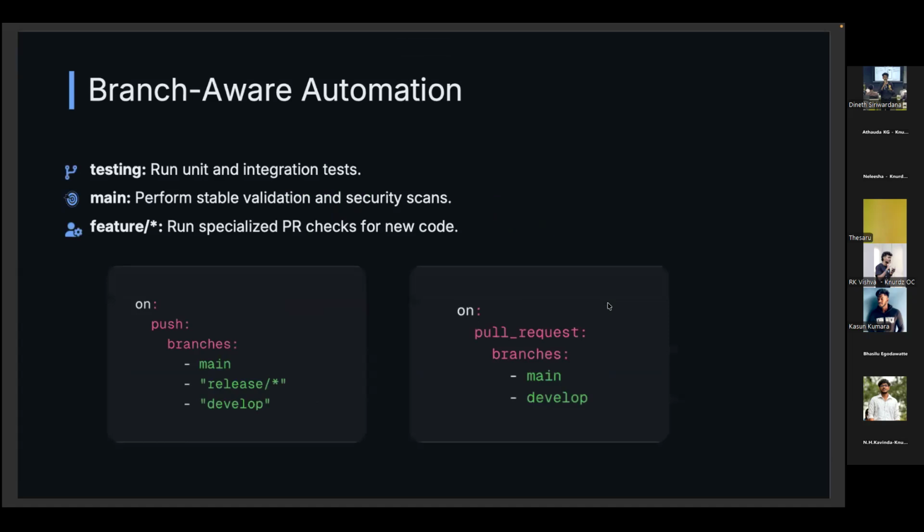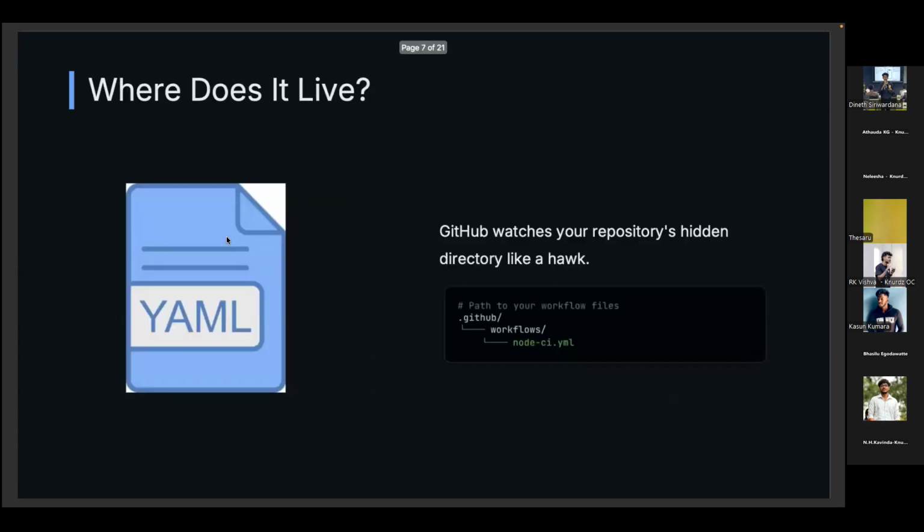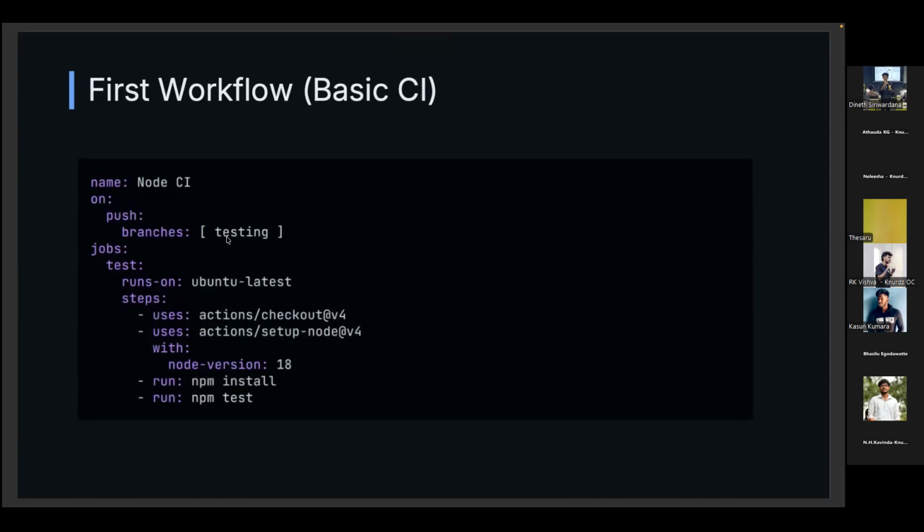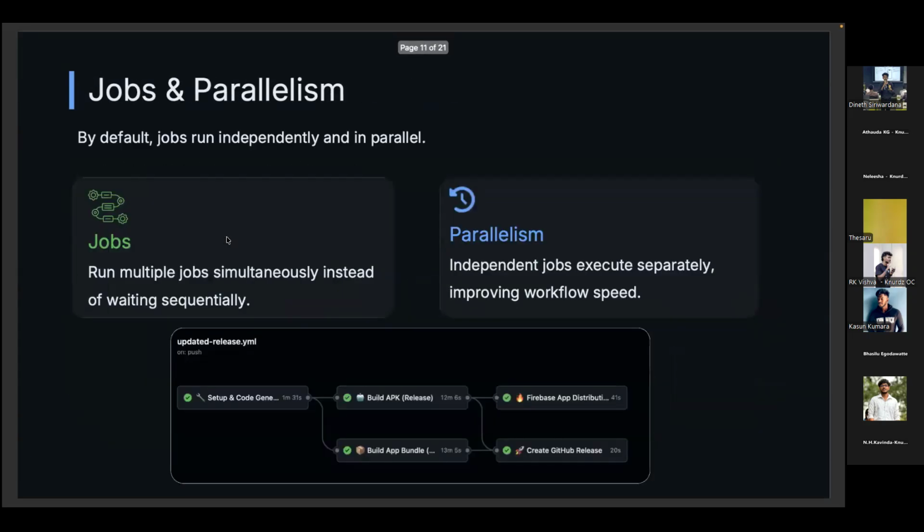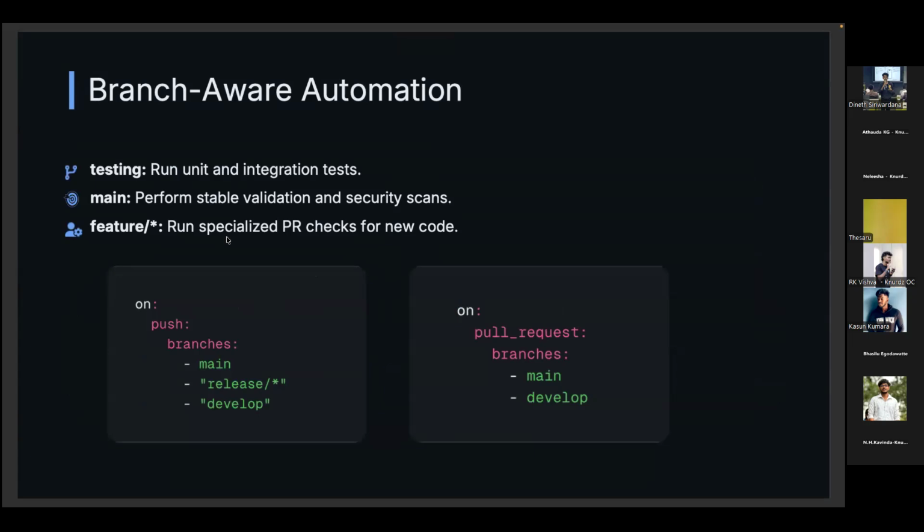Branch-aware automations. The thing is, when it comes to GitHub Actions, it's really annoying if it's going to run every time we push, right? Like in here, it's only going to run on the branch testing. So in here, we have a few types of branch patterns. We can just select the main branch or release dash star. It means it will run on every branch starting with release.